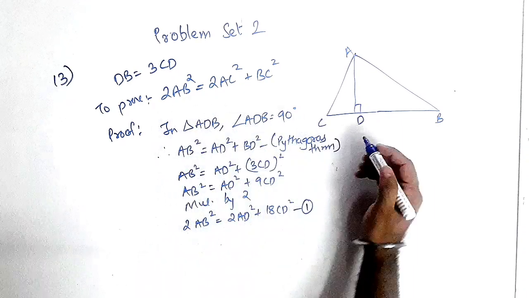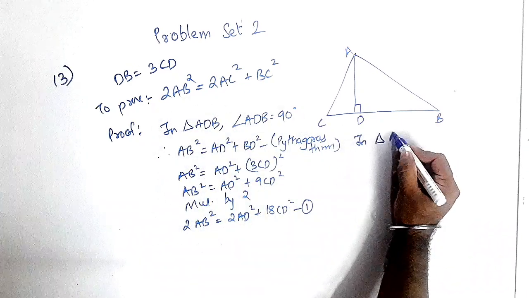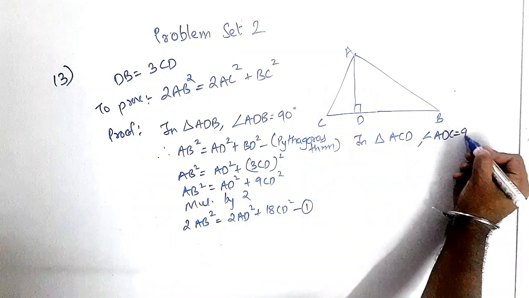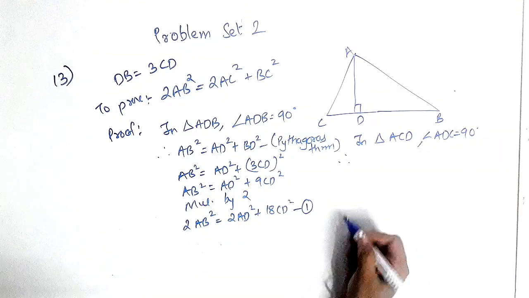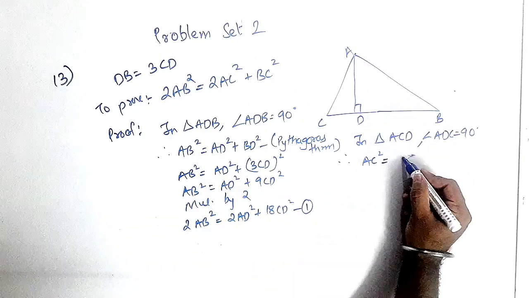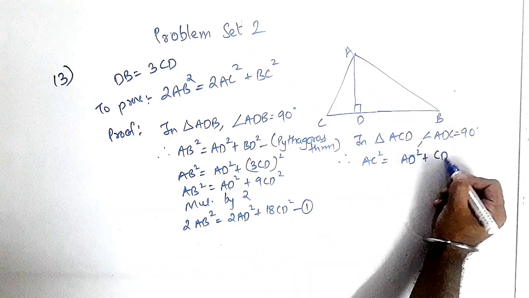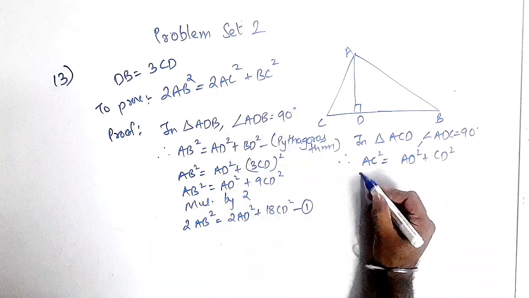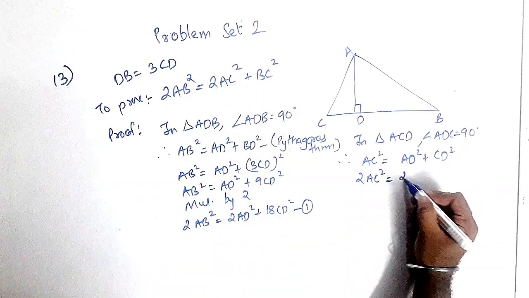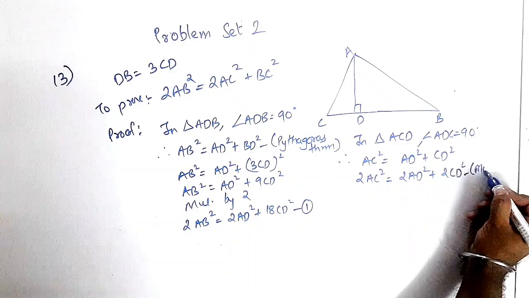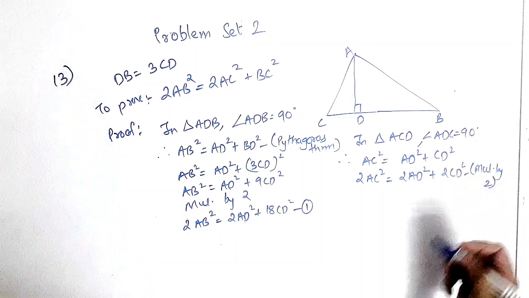Then I want AC square, so I'll take which triangle? In triangle ACD, angle ADC is 90 degree. Therefore AC square is equal to AD square plus CD square. Because I want 2, I'll write multiplying by 2: 2AC square is equal to 2AD square plus 2CD square. This is multiplying by 2.